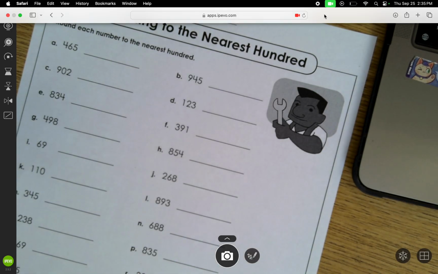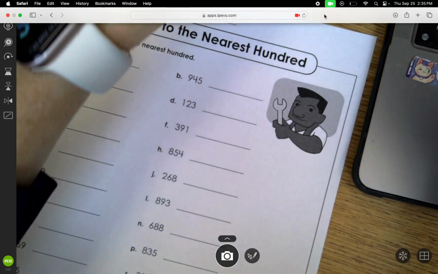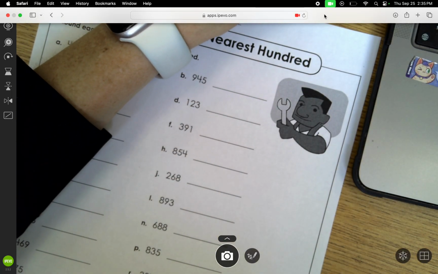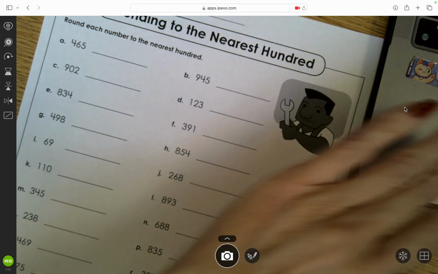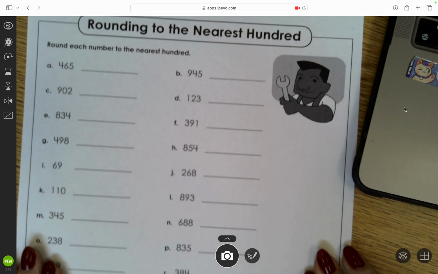I actually need to charge my laptop right now, so let me plug it in. Alrighty, we're set. Okay, so I'm gonna do a couple of these with you.